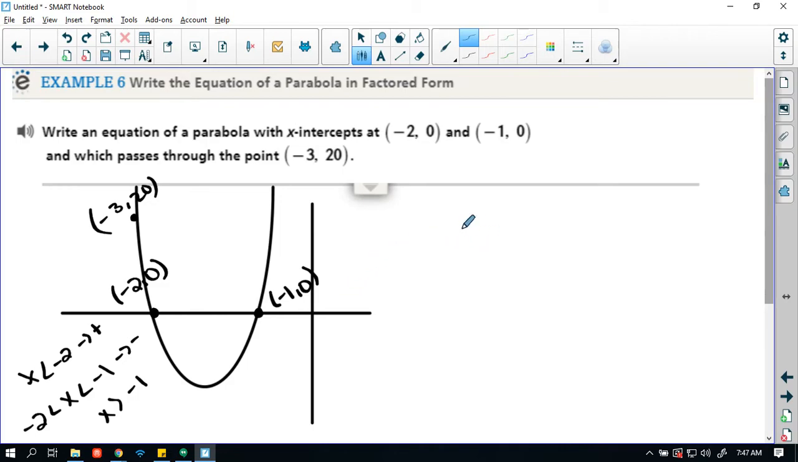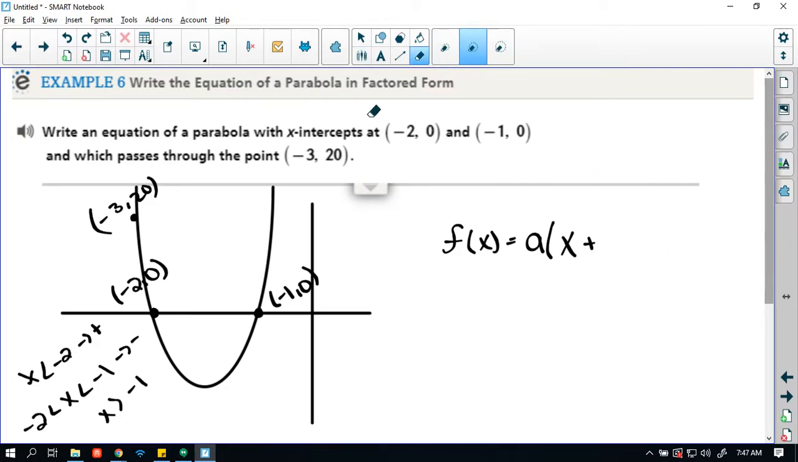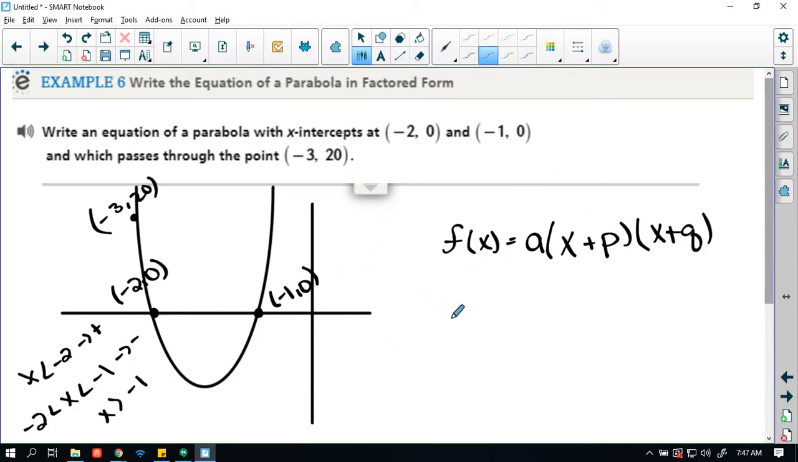Okay, so factored form is usually f of x equals some constant a times x plus p, x plus q, and that would be my factored equation. All right, so let's see here. I have an x equals -2. I'm going to make this 0 to get the factored form. So I'm going to add 2 to both sides. So I get x plus 2 equals 0. And this will give me my first factor.